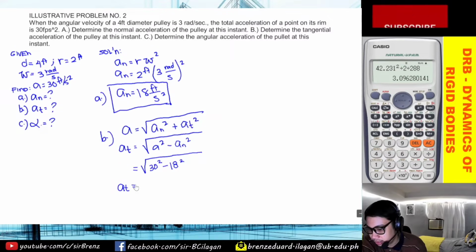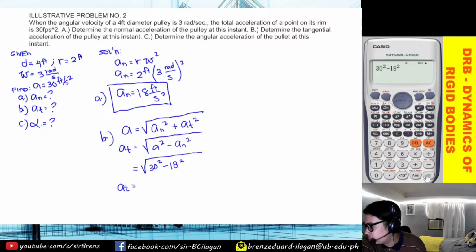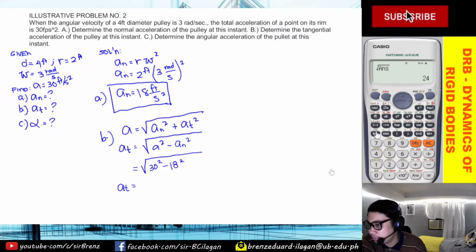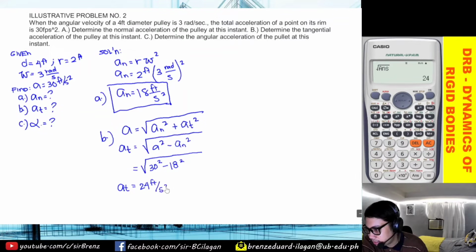Pindutin lang natin sa calculator. So we have 30 squared minus 18 squared, and just take the square root of that. So we have 24. So 24 feet per second squared.